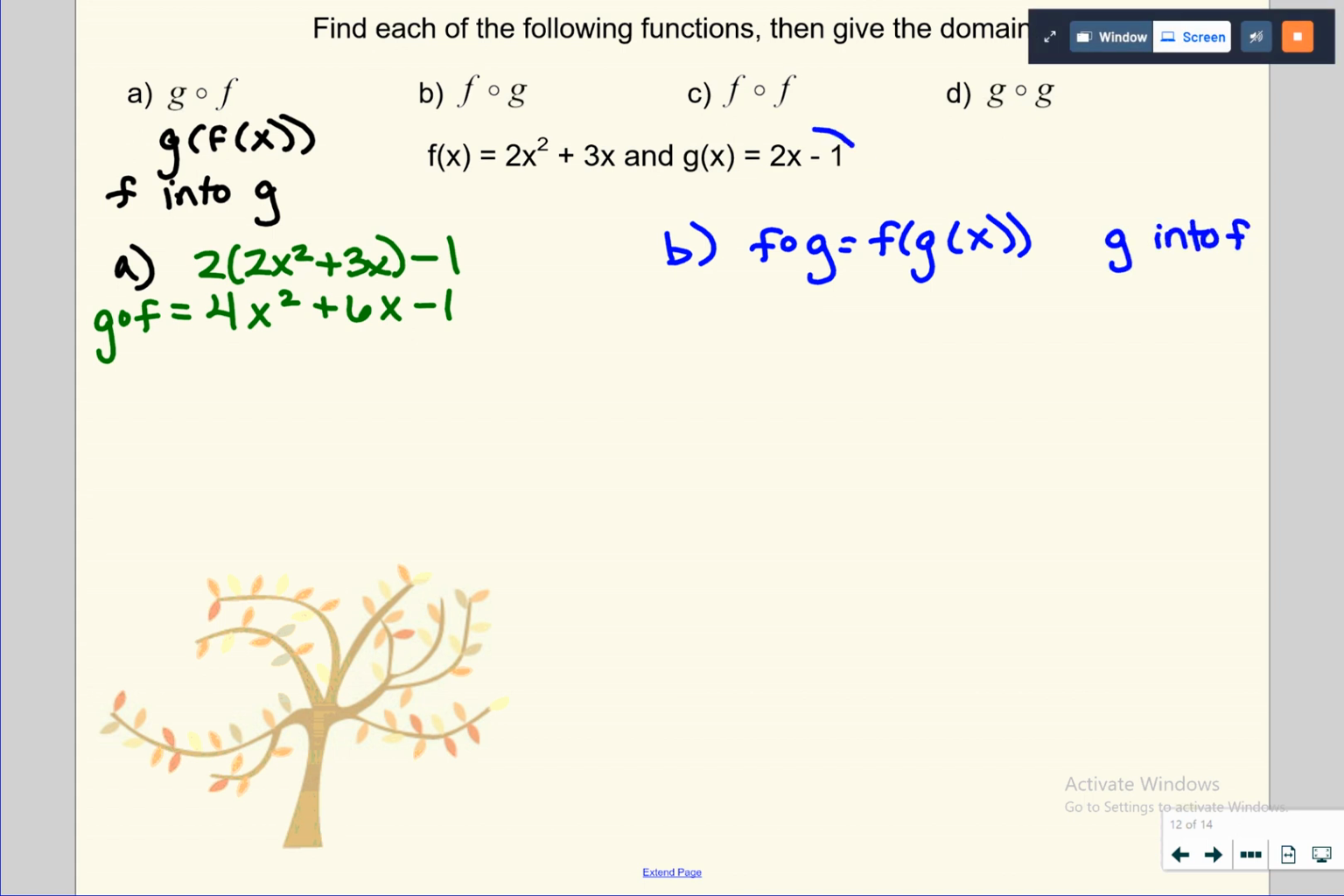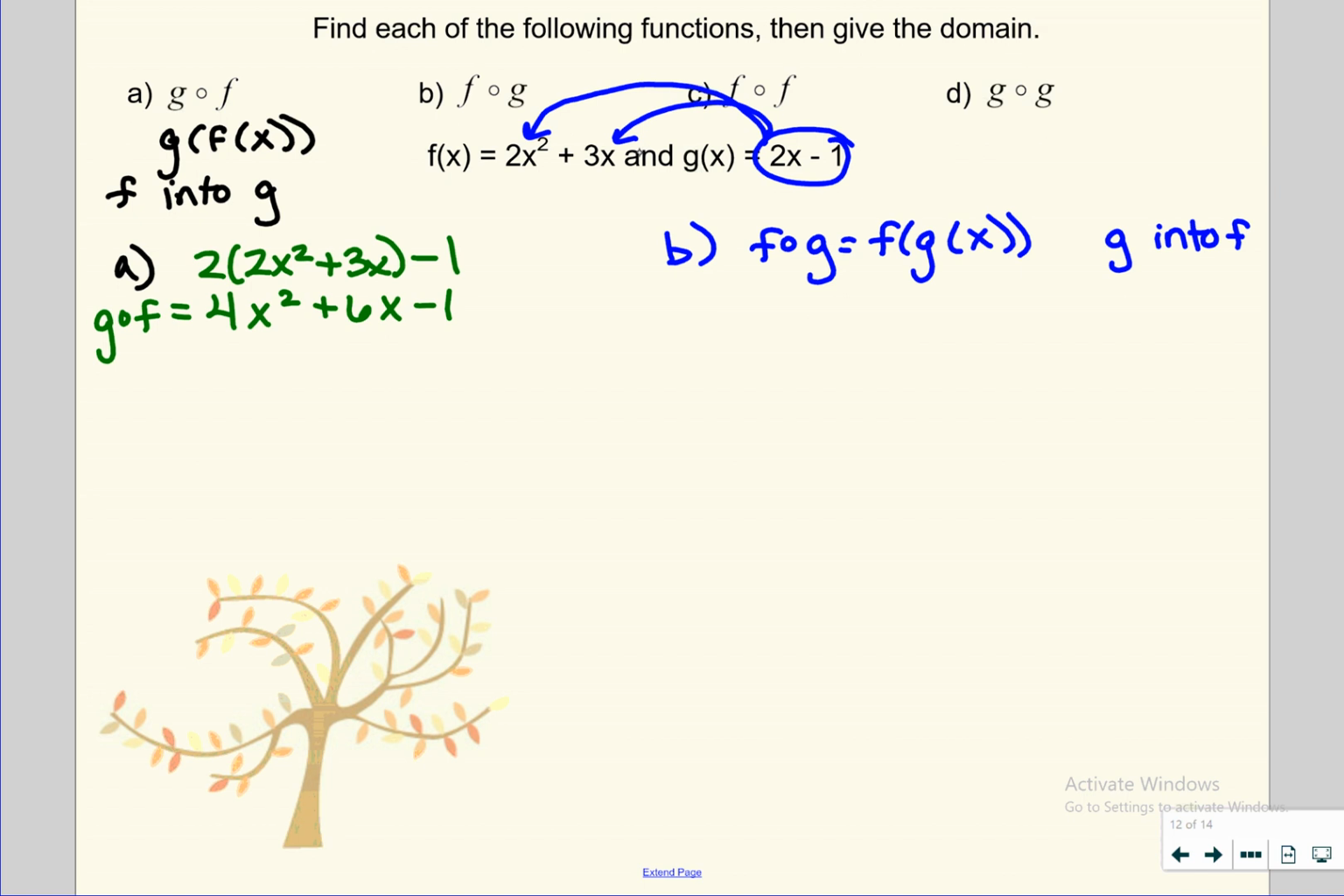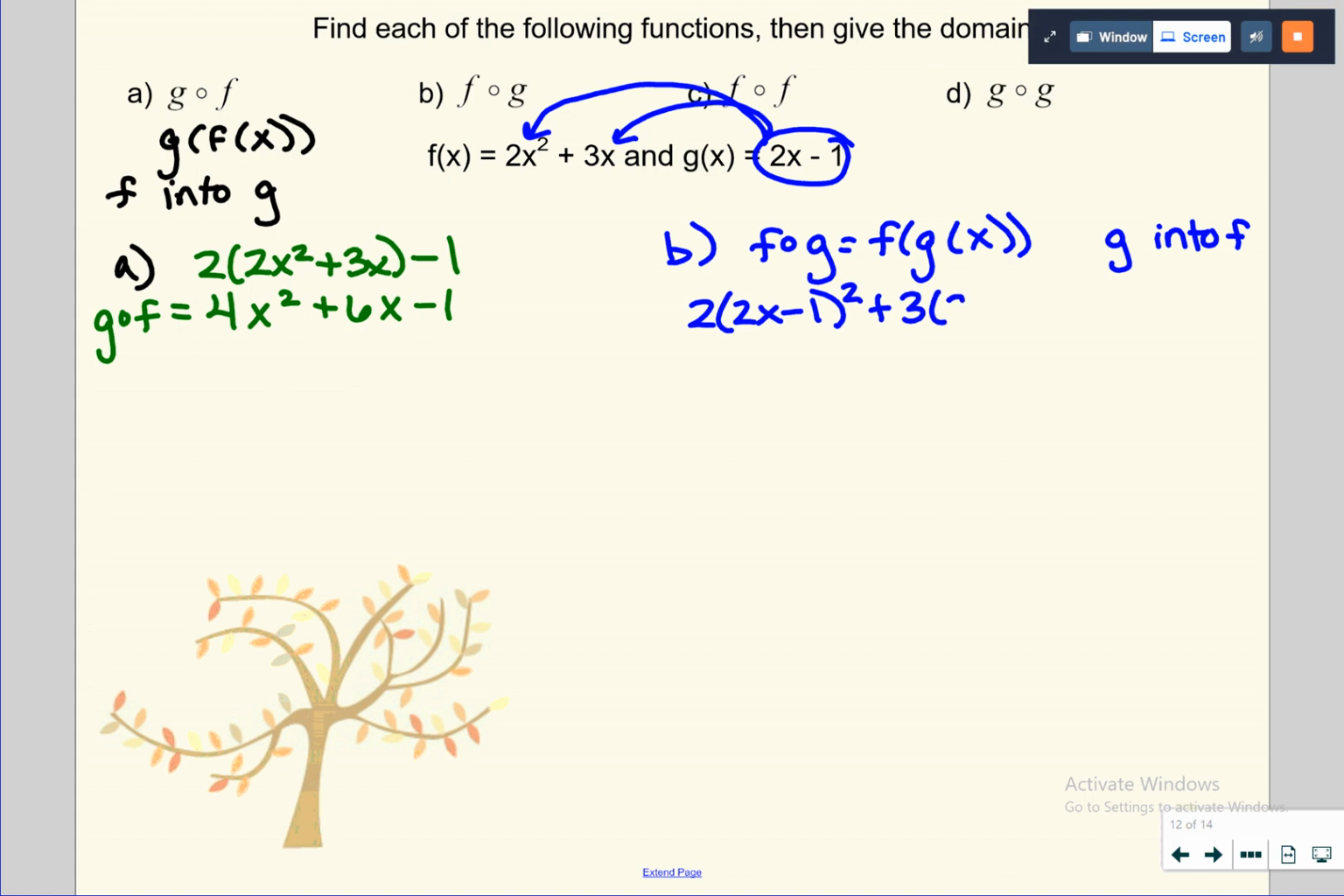Okay, so I'm going to take function g, and I'm going to put it into function f anywhere there's a variable. Now here you have to be careful, because there's two variables in function f. So there's two places that we're going to plug that 2x minus 1 in. So it looks like the following. 2 times (2x minus 1) replaces the x, and it's squared, plus 3 times (2x minus 1). And then we simplify. If you have a parenthesis squared, what should you do?